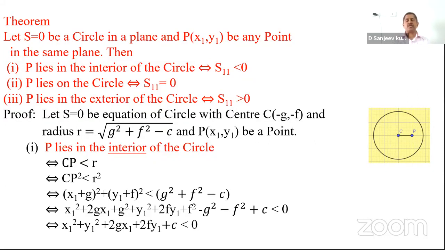So what is that expression? x1 square plus y1 square plus 2gx1 plus 2f(y1) plus c. We have called it S11. So you can say S11 is less than 0. So once you have the point P lying inside the circle, the value of S11 is less than 0. Now let us try to prove the remaining two cases.